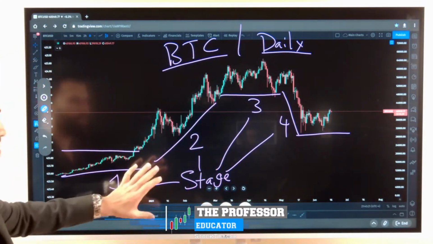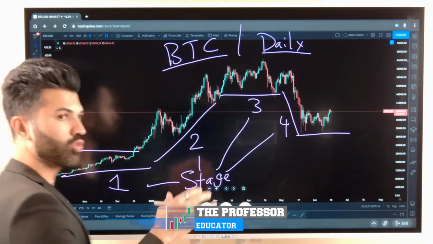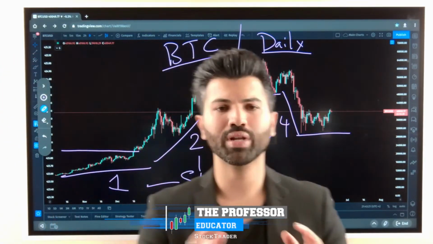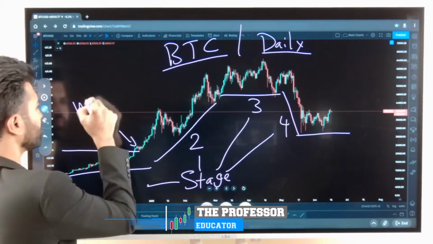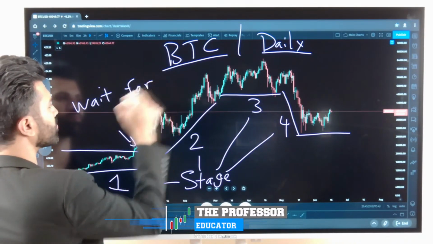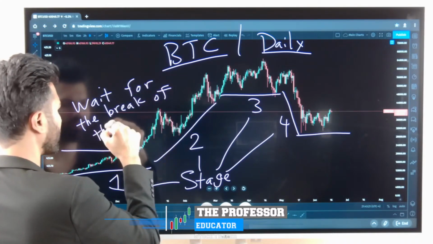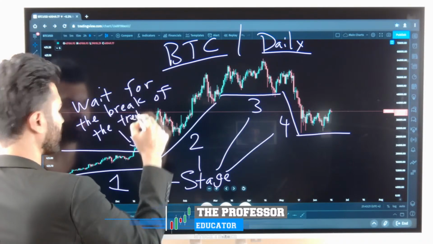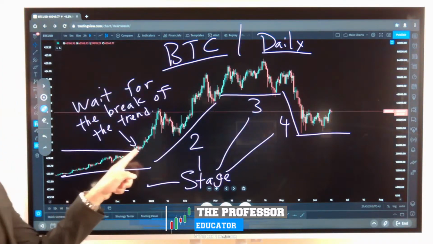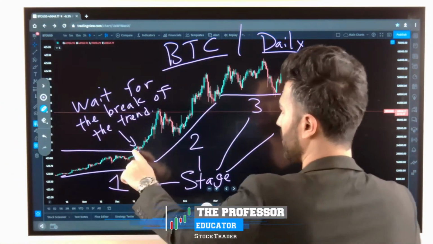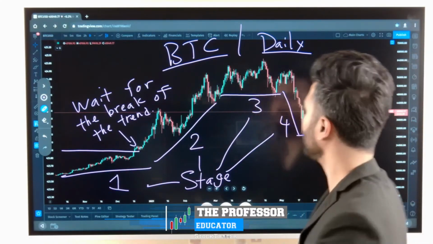Basically, understand this. For those asking, Professor, how do we see it? If you want the safest entry on whatever ticker it is, wait for the break of the trend. Once the trend breaks, you can ride it. Once you start seeing it consolidating, get the hell out.